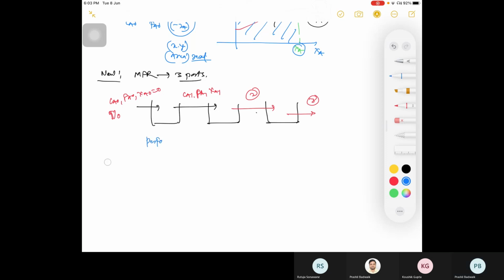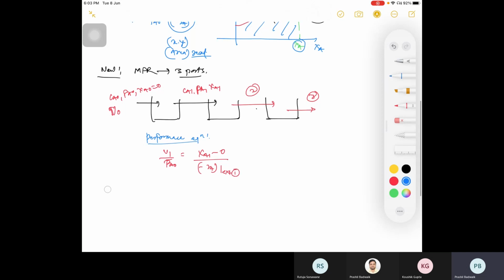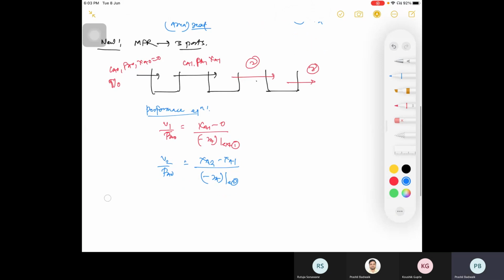Performance equations. Yesterday's class we wrote performance equations for all these reactors. I'll write here V1 divided by Fa naught is equal to Xa1 minus 0 divided by minus Ra at exit of reactor 1. Second equation, V2 divided by Fa naught, you will get Xa2 minus Xa1 conversion there, and it is minus Ra at exit of 2. And your third is V3 divided by Fa naught is equal to Xa3 minus Xa2 divided by minus Ra at exit of reactor 3.